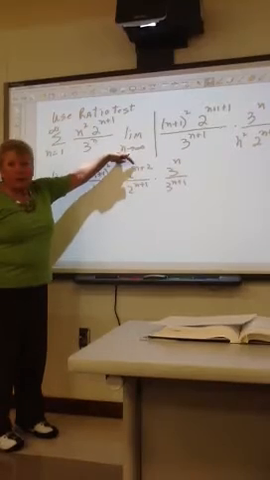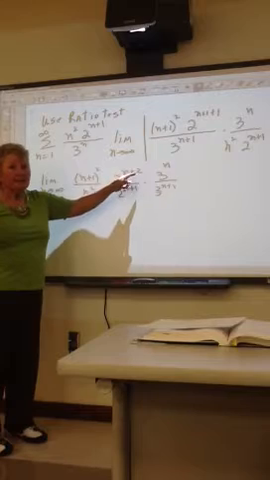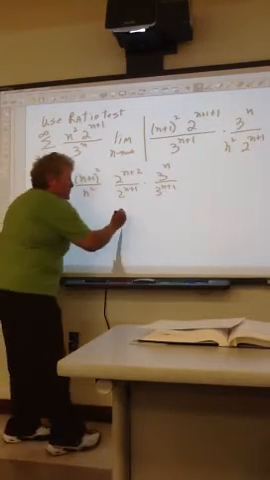The larger exponents are in the top, so you're going to have to subtract those powers in the top. So n plus 2 minus the quantity n plus 1. This thing should have left you with a 2.